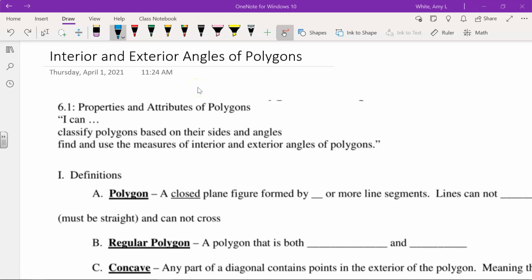Hello everybody. In this video we are going to talk about the definition of what a polygon is and how we can measure the interior angles. In the next video we will talk about the exterior angles. Before we can start doing some calculations, we have to agree on the definition of a polygon.